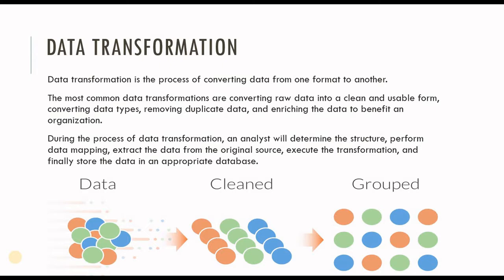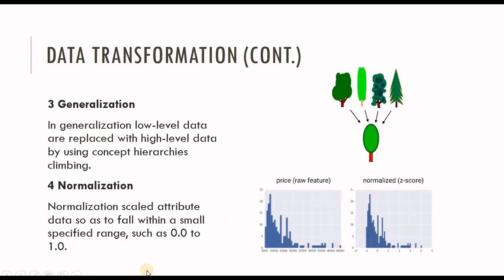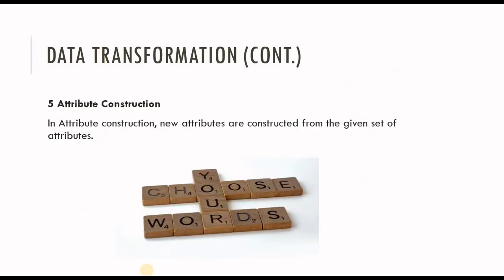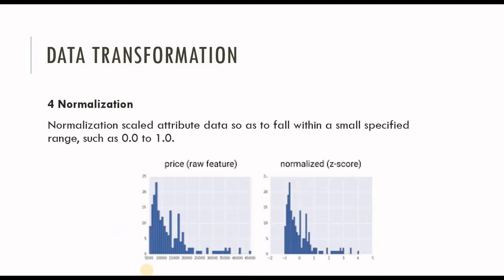In our previous lecture, we learned what data transformation is. Data transformation is the process of converting data from one format to another format. We also learned there are many data transformation techniques available, which are smoothing, aggregation, generalization, normalization, and attribute construction.